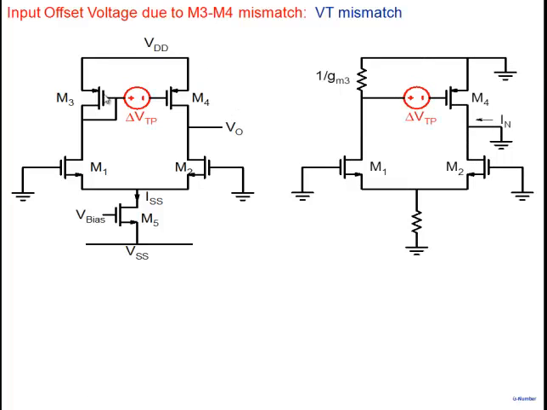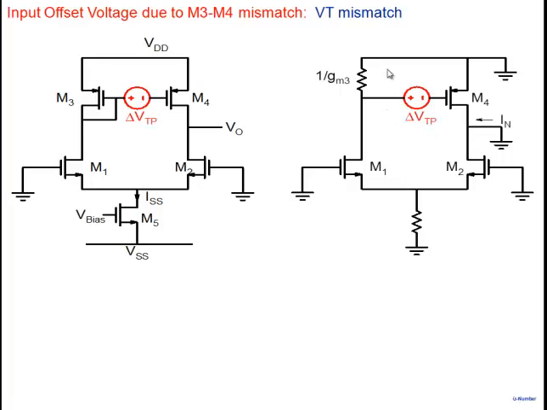This is ground. We all know this is 1 by GM3. The way we find out the effect on output is by calculating Norton's current, and the Norton's resistance we already know is R02 parallel R04. Alright. So how do I find Norton's current now?